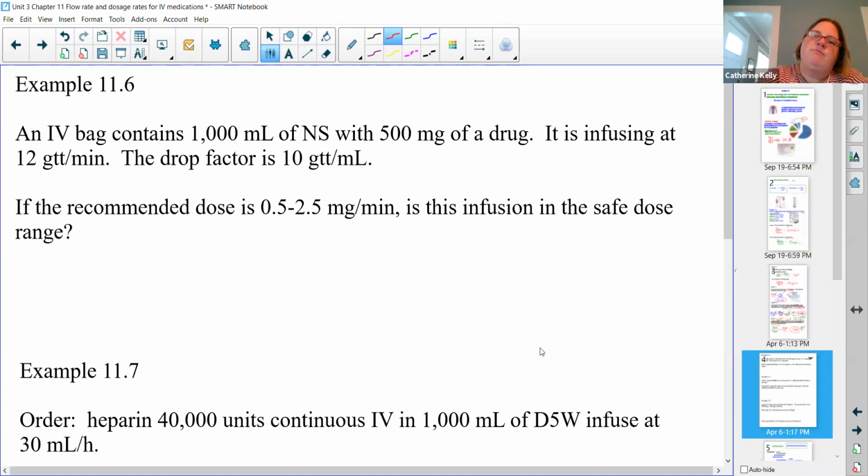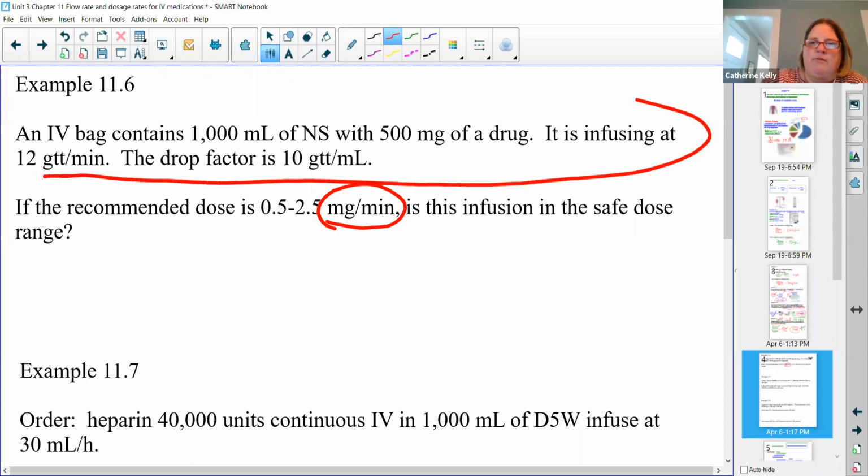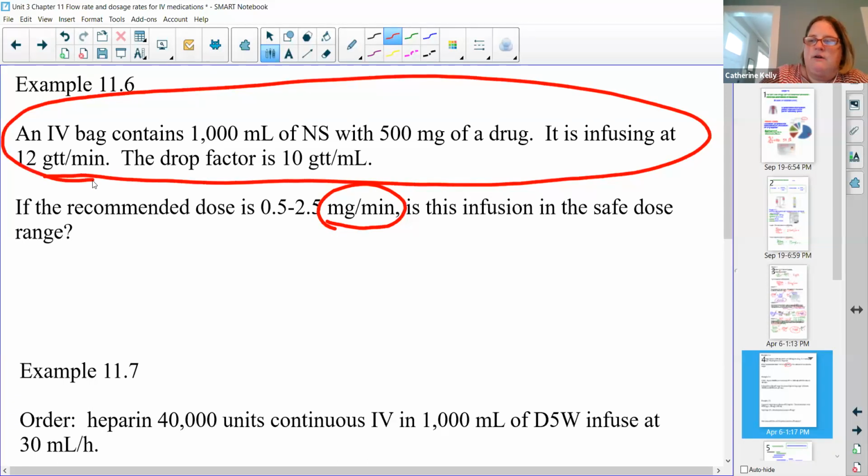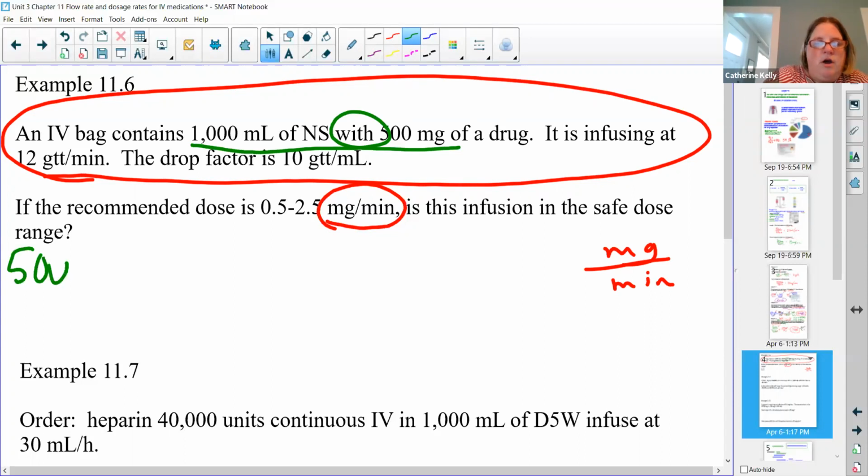So with safe dose range with IVs, I have to get this to match. So I'm going to get this up here in milligrams per minute and see if that fits in there. So milligrams per minute is my goal. And I'm going to start with milligrams. So I'm going to start with 500 milligrams on top so that it's on top for my answer, over 1,000 milliliters.